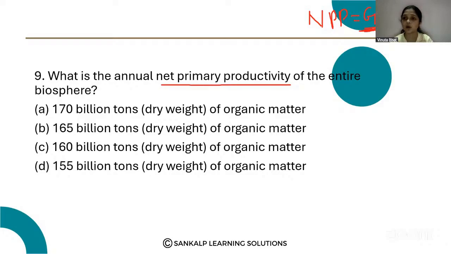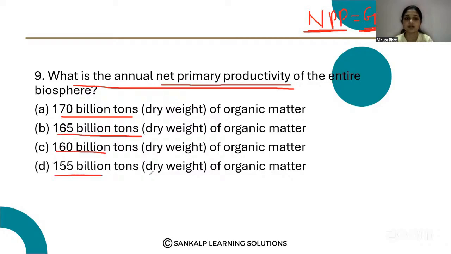And some organic matter is lost in the form of respiratory loss, so that is called minus R. So net primary productivity is the remaining amount of organic matter in the producer. That is called net primary productivity. So what is the annual net primary productivity of the entire biosphere? 170 billion tons dry weight of organic matter, 165 billion tons, 160 billion tons, 155 billion tons.